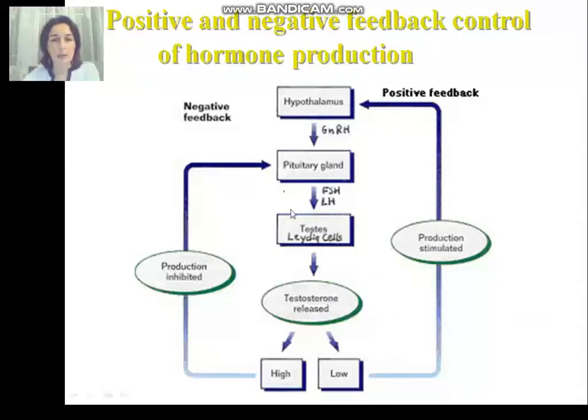In this case, with a high amount of testosterone, it will inhibit production of the hormones by the hypothalamus and the pituitary gland. If there is a low amount, production will be stimulated, so it will be positive feedback. So we have negative or positive feedback control. We have to keep in mind and remember that the endocrine system is a self-controlling system.